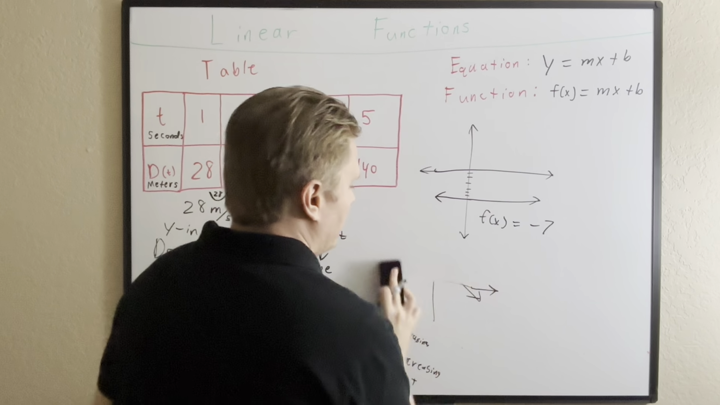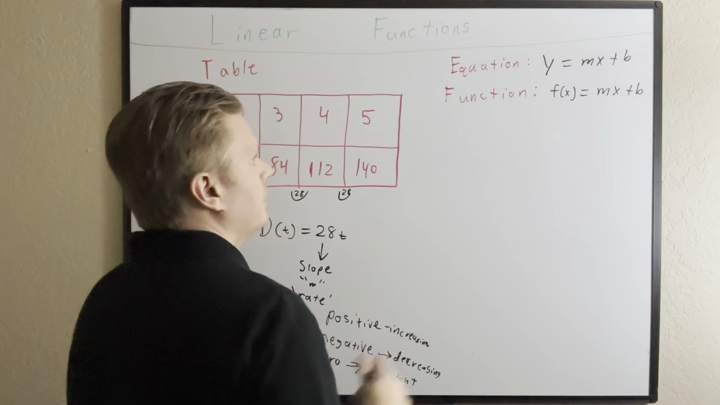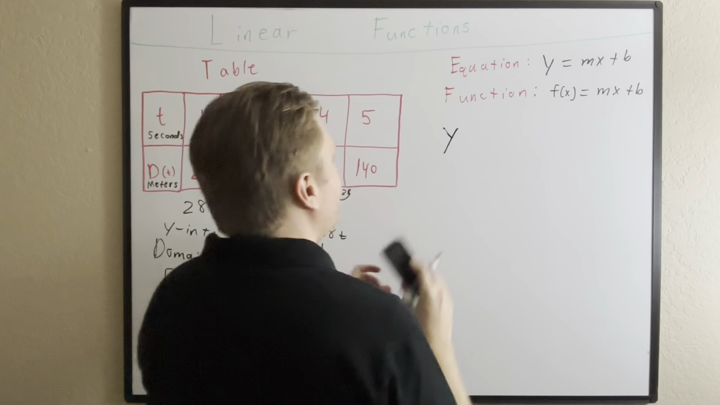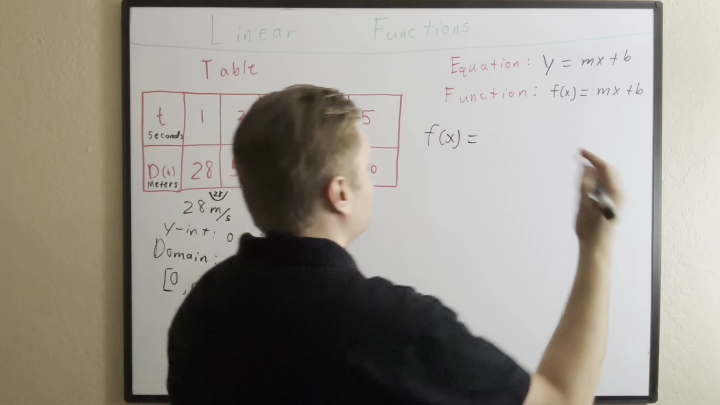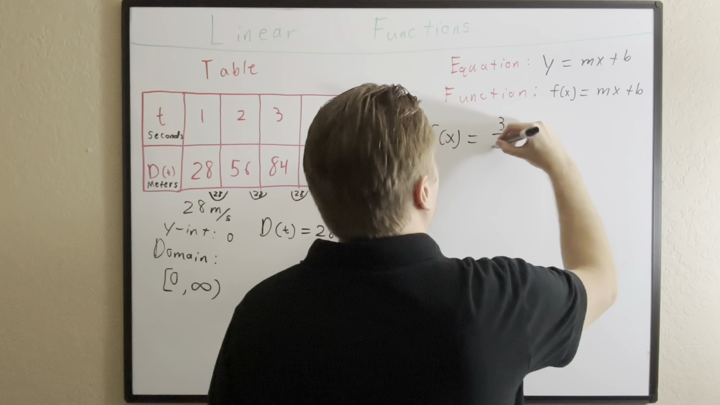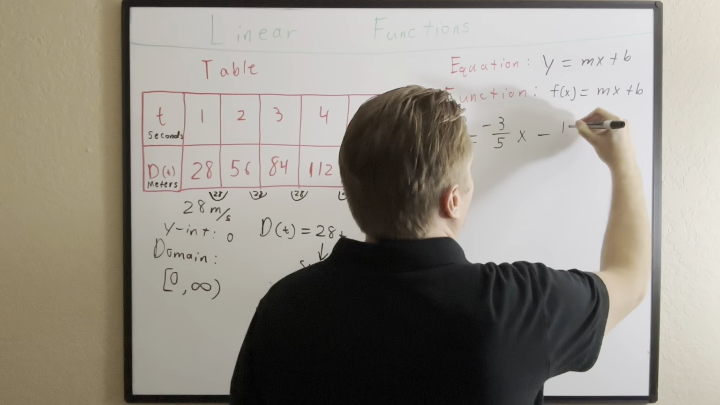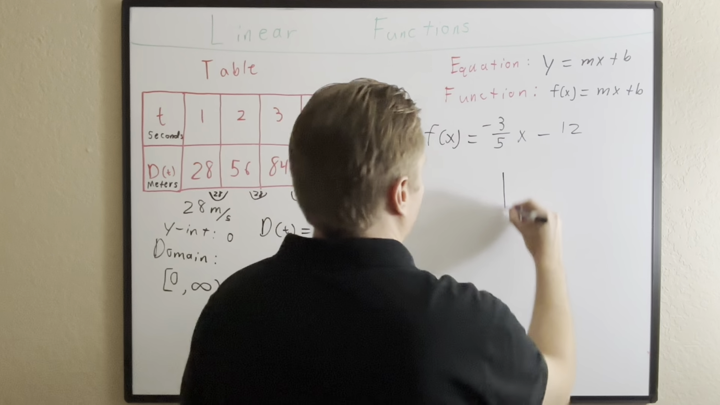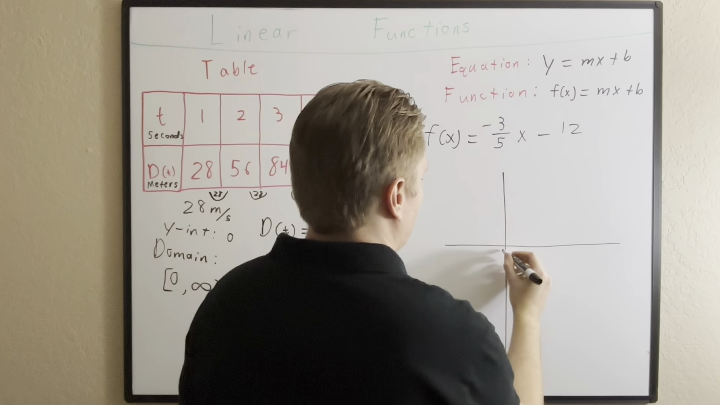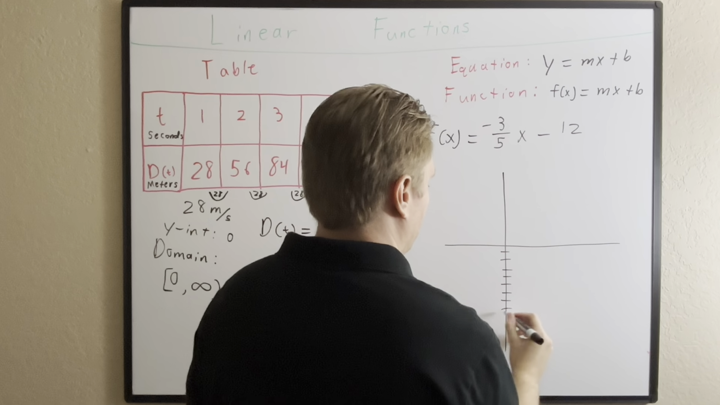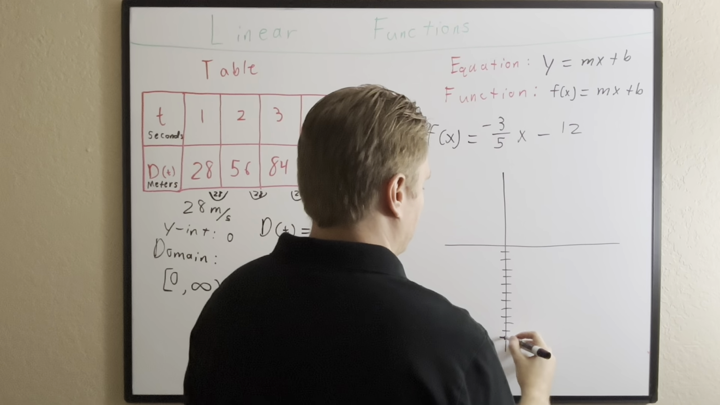So what if I just gave you any random equation and asked you to draw it real quick? If I just said y, I always start with that y. You get into function mode. F of x equals, I don't know, negative 3/5 x minus 12. How would you go about drawing that? Would you just plug in numbers for x and see what comes out? No, no need. 1, 2, 3, 4, 5, 6, 7, 8, 9, 10, 11, 12. 12 down. That's our y-intercept. That's where we start, right?